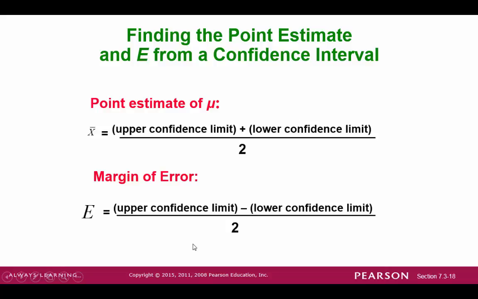We might be interested in finding the margin of error. If you remember with the calculator calculations, they gave us the actual interval itself. And so if you're given the interval and you want to find the margin of error, we have a formula for that. That's the upper confidence limit minus the lower confidence limit divided by 2. You can also find your x bar from your confidence interval as well, just by finding the average.